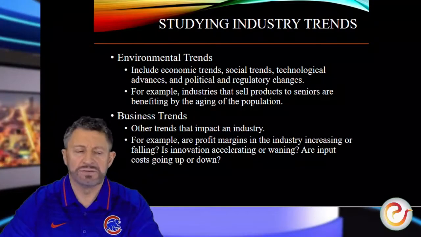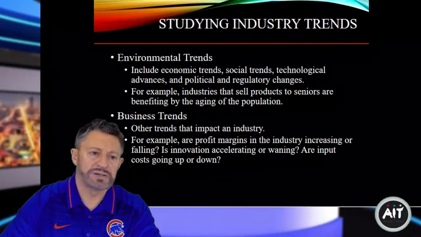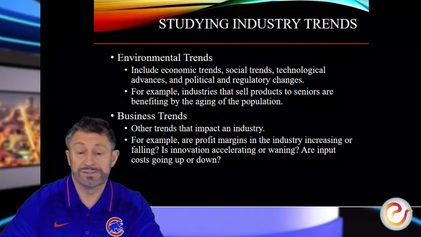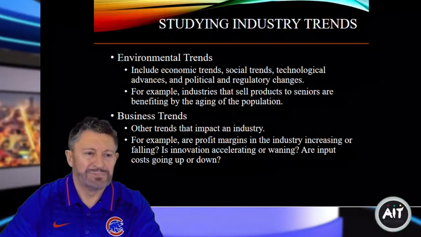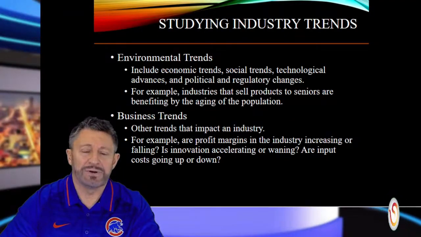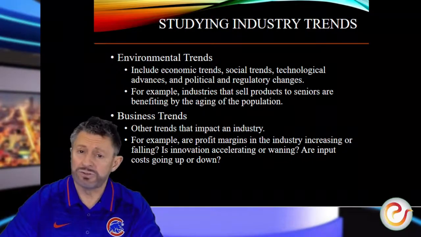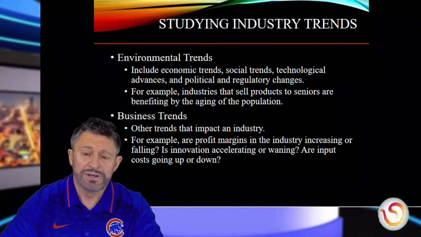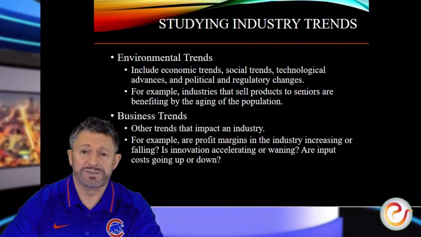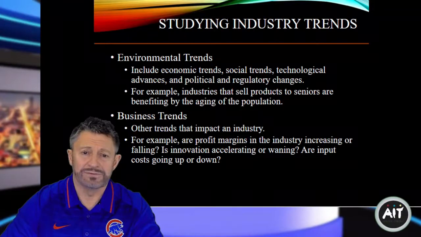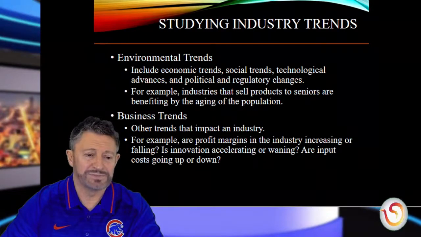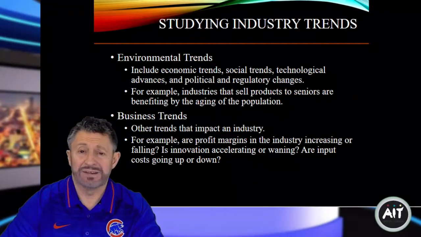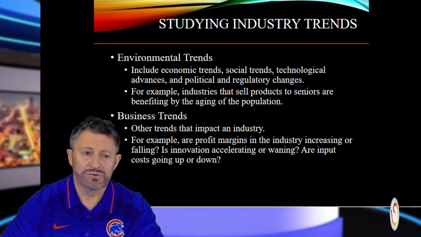Environmental trends include economic trends, social trends, technological advances, and political and regulatory changes. For example, industries that sell products to seniors, old folks like me, are benefiting from the aging of the population. And that's a very true point. I think I might have mentioned this to you before. If you're thinking of getting into an industry or a business that you would see as profitable, definitely the aged health and fitness sector is a phenomenally growing industry.